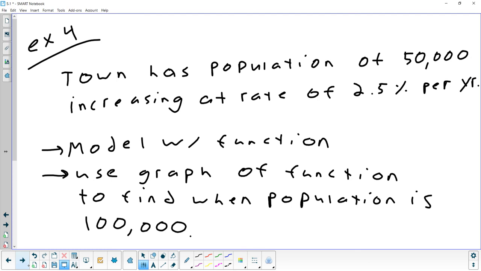Let's look at an example. A town has a population of 50,000 people increasing at a rate of 2.5% per year. It's increasing at the same percent every year. That's exponential growth. Compared to saying, let's say you add 5 people to the town every year. That's not exponential growth. Adding 5 people every year is not the same as increasing by 2.5% every year. Different. So first they want us to just set up an equation that will model it, and then we're going to use our graphing calculator to figure out how long before the town hits 100,000 people.